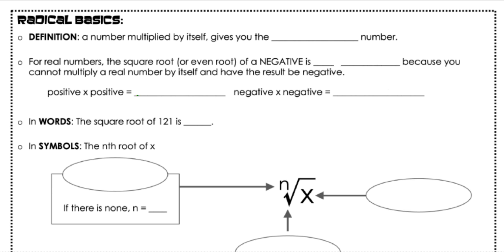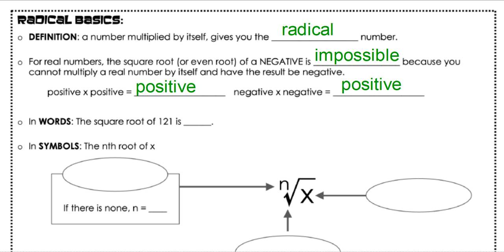So radicals is where we have a number multiplied by itself, and that's going to give us the radical number. So the number that we're taking the root of. For real numbers, the square root or any even root of a negative number is impossible because you can't multiply a real number by itself and get a negative, because a positive times a positive is positive and a negative times a negative is also positive. So when we're multiplying something by itself, we're always going to get a positive number. So it would not be possible to get a negative there. So therefore we can't take the even root of a negative number.